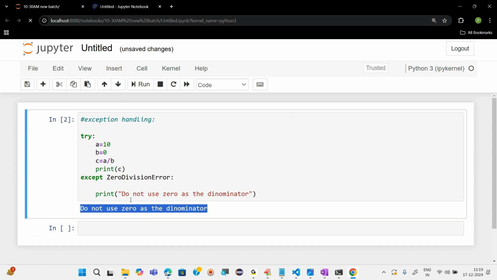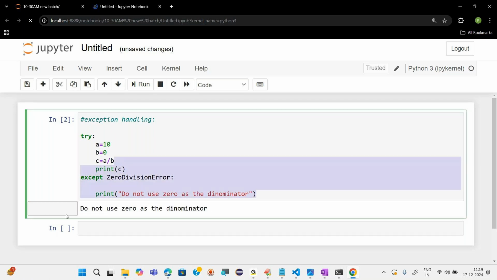It is giving a proper error message, which is now user friendly as well, because the user doesn't know what the technical error messages are. But the user can understand this because it is simple English. Do not use 0 as the denominator. Everyone knows what a denominator is. So now they are not going to use 0 as the b value here. Did you understand? Is it clear? Yes or no?